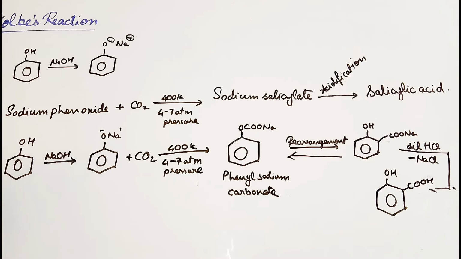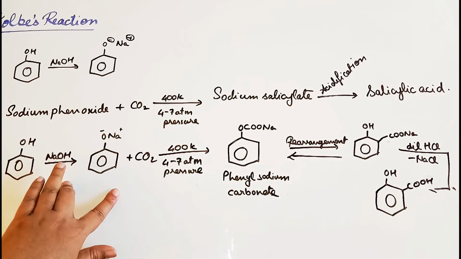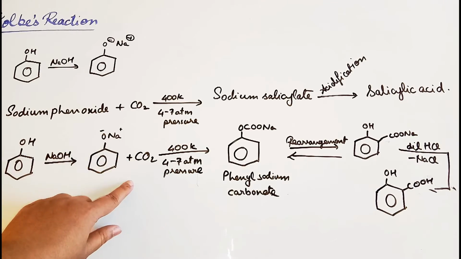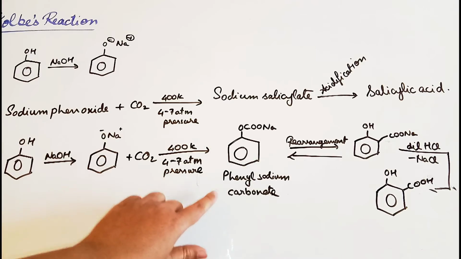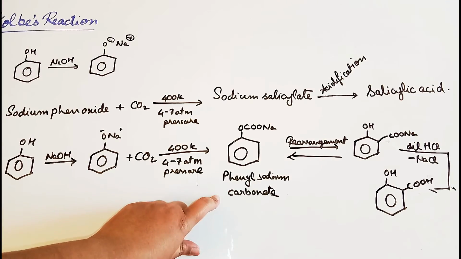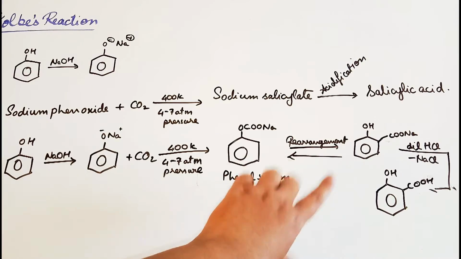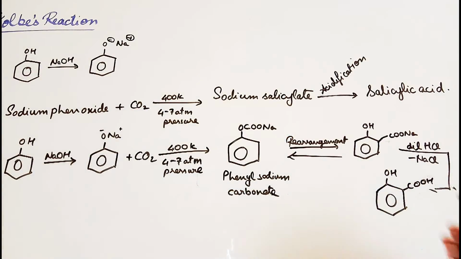So that's Kolbe's reaction. If phenol reacts with sodium hydroxide to form sodium phenoxide, which on reaction with carbon dioxide at 400 Kelvin and 4 to 7 atmospheric pressure forms phenyl sodium carbonate. This phenyl sodium carbonate undergoes rearrangement to give us an ortho product of sodium salicylate, which on acidification forms salicylic acid. So here you have the ortho product being formed.